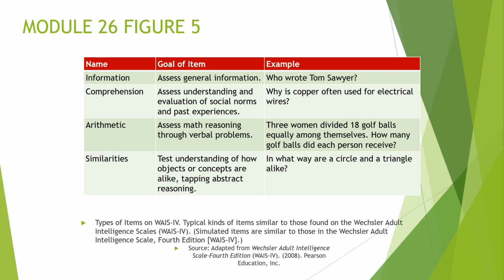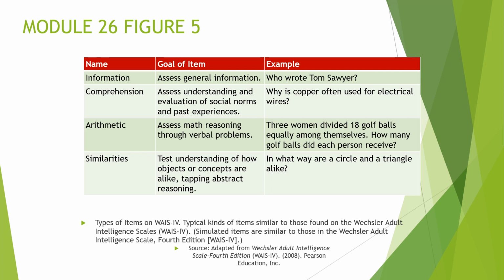Comprehension: why is copper often used for electrical wires? Arithmetic: 3 women divided 18 golf balls equally among themselves. How many golf balls did each person receive? That should be 6 per person. Similarities: in what way are a circle and a triangle alike? So these would be the types of questions that you may find on the WAIS-IV.